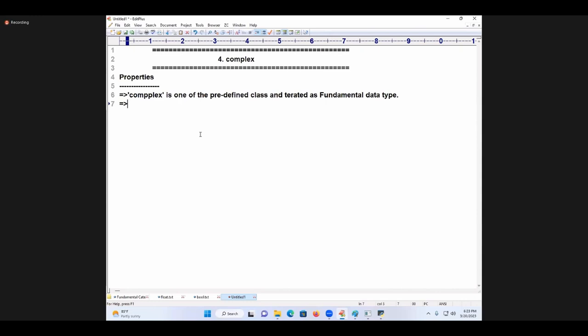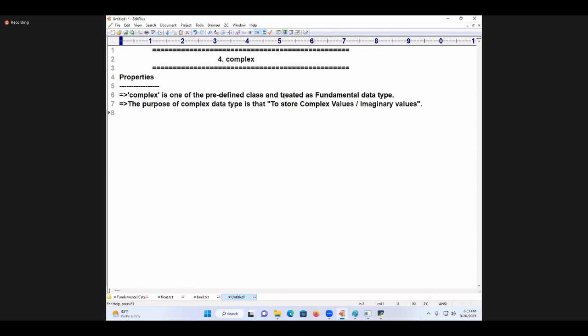What are the data type properties? Complex is one of the predefined classes and is treated as a fundamental data type. Now I'm writing the purpose of this data type: the complex data type is used to store complex values, also known as imaginary values. So that is the purpose of it.